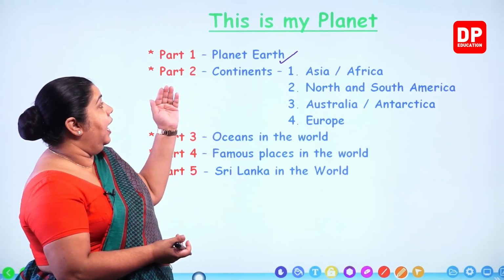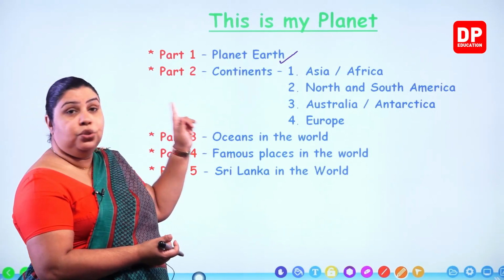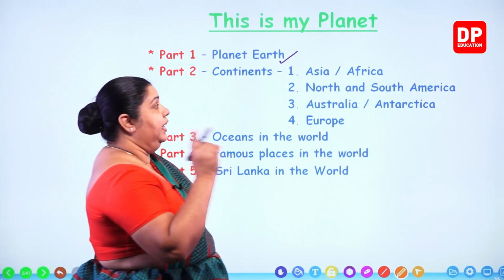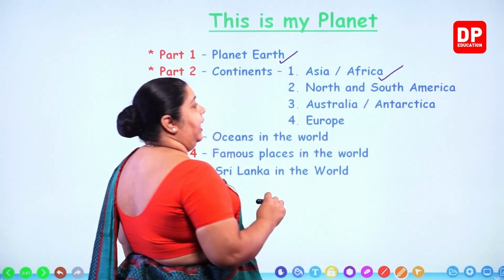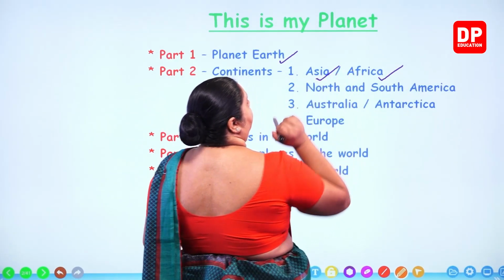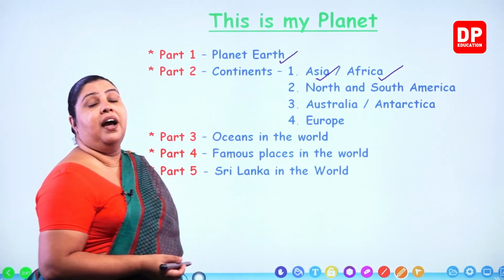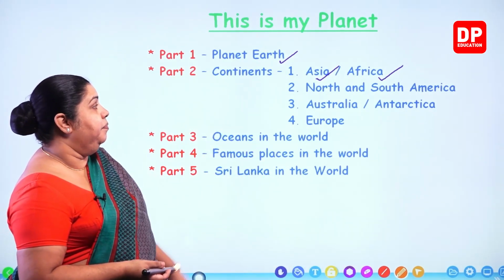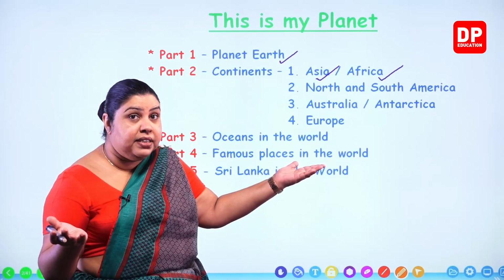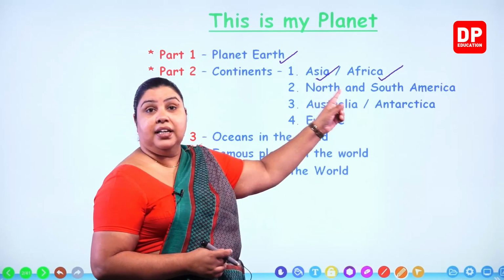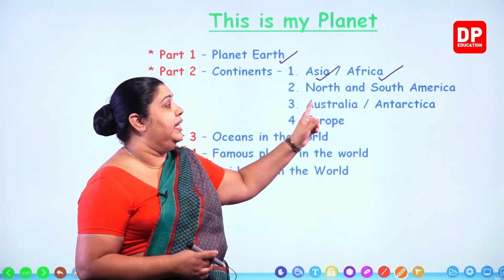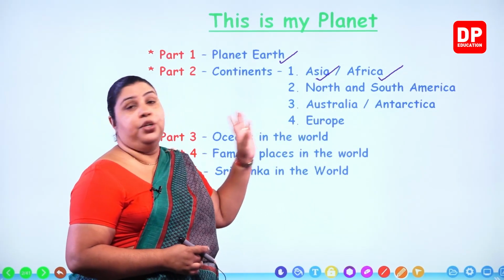And now in our lesson number 2 part 2 continents we have done the first one. That is we spoke about the Asia and Africa. We have 7 continents. What are the 7 continents? Asia, Africa, North America, South America, Australia, Antarctica and Europe.